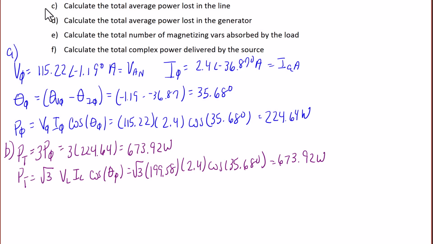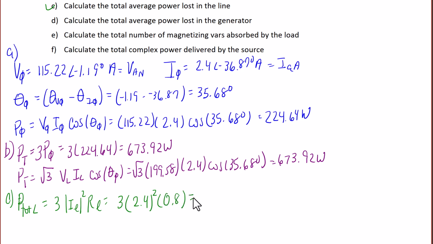Next, we're going to calculate the total average power lost in the line. The total average power lost in the line can be found from 3 times the magnitude of the line current times the resistance of the line. So it's 3 times 2.4 squared times 0.8, which equals 13.824 watts.